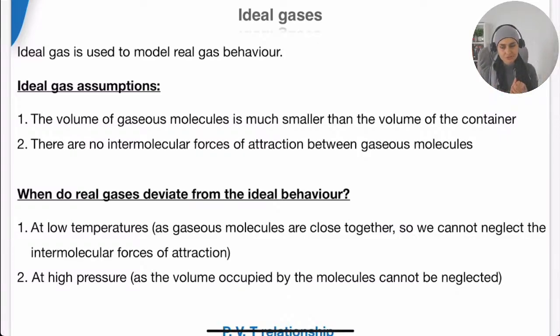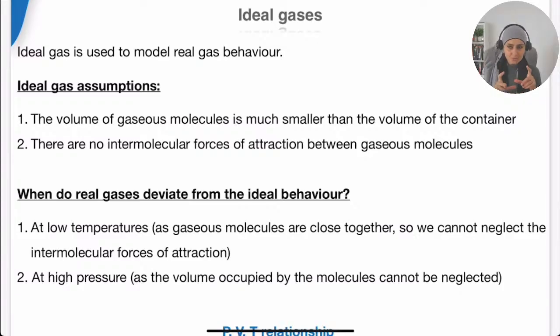You don't need real gases. You don't have any formulas for real gases in IB. So whenever we're talking about gases, we're talking about ideal gases. What do ideal gases do? They don't have any shape. They are like spherical molecules that are flying around randomly. They collide with each other, they collide with the walls of the container. All collisions are elastic, they don't lose energy.